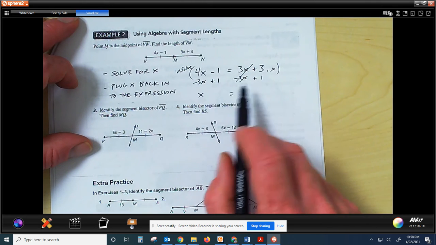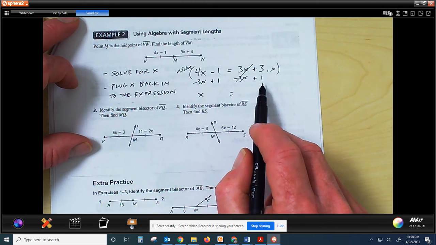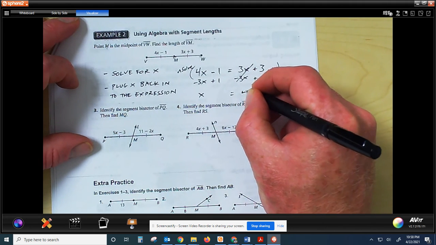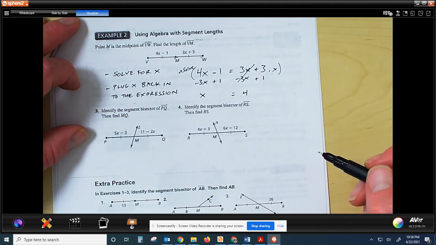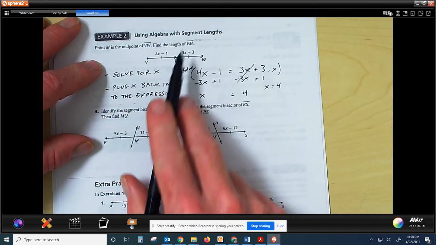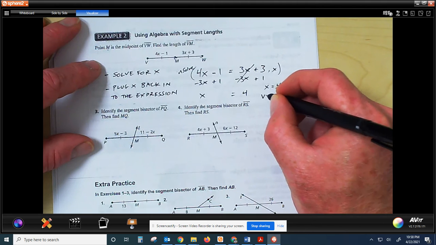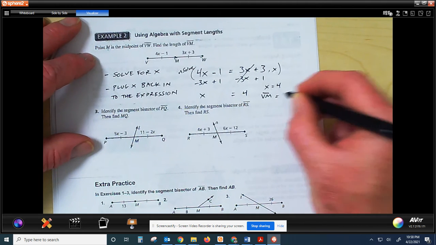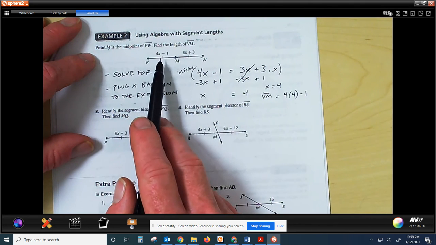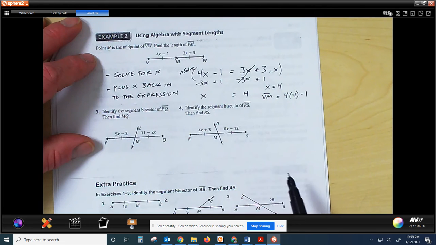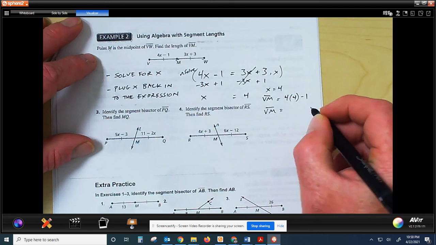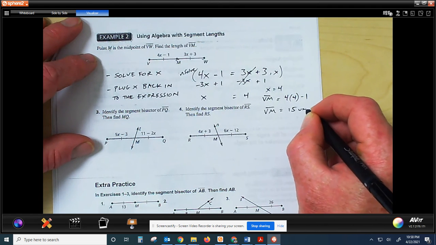It's a statement of equality, so as long as I do something to the left, I can also do it to the right, and these things remain equal, but now I have solved for x. It is equal to 4, 3 plus 1. X is equal to 4. So the length of VM is equal to 4 times 4 minus 1. I took this equation and plugged my x in. 4 times 4 is 16, take away 1. And VM is equal to 15 units of length.